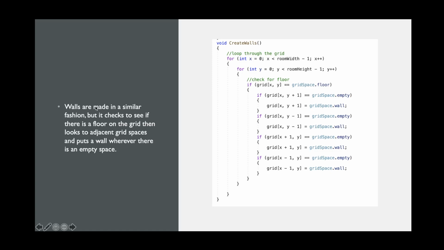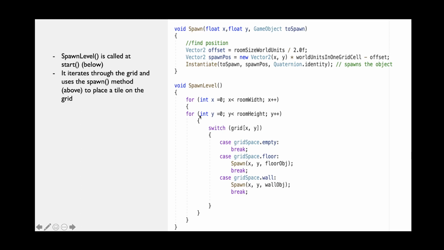The walls are made pretty similar to the floors, except instead of placing them randomly, it checks to see if there already is a floor, and if there is, it'll go through all the scenarios of whether there is something above it, below it, or to the right or the left of it, and it'll place a wall there on an empty space. And then this is the spawn level method, which uses the spawn method above it to iterate through the grid and then place a tile onto the grid.